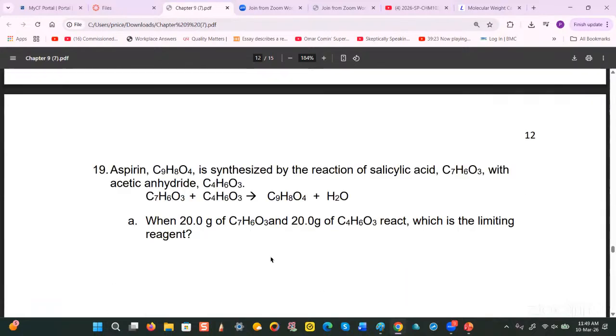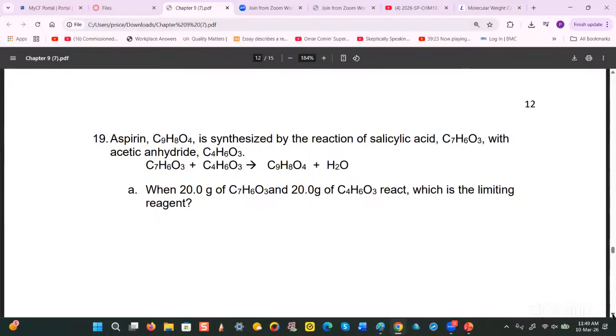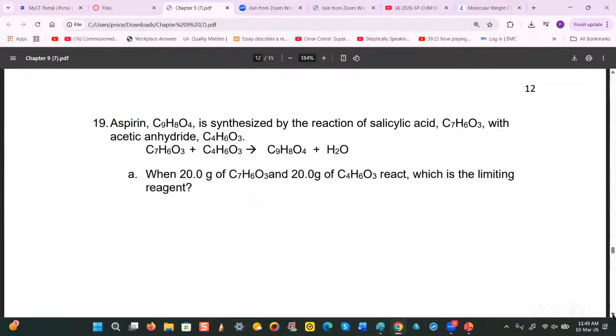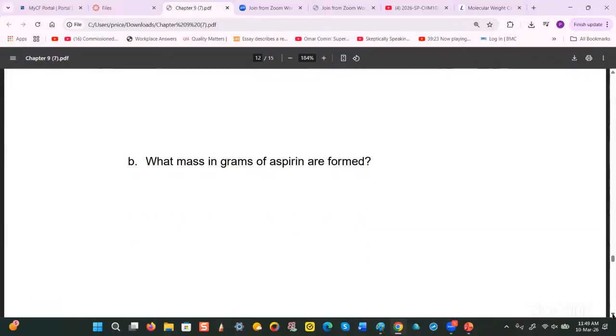Okay, so I'm going to leave this one for you to do. Again, you have to balance the equation. This one is not balanced, so make sure you balance it. And then you should be able to do this one. This is similar to ones that we have done before. Let me look at the B part here. Yep, so you should be able to do that.